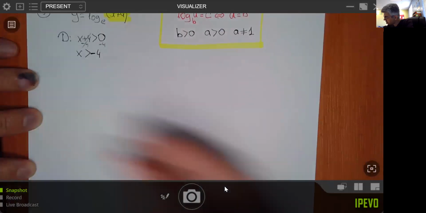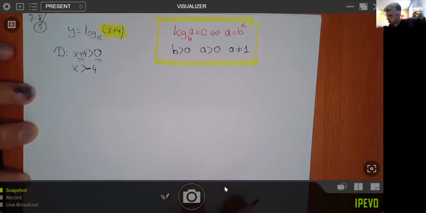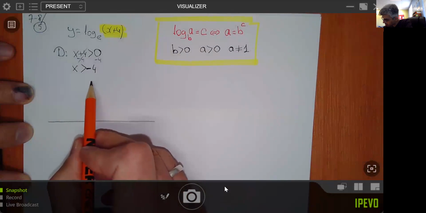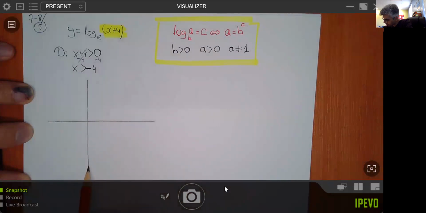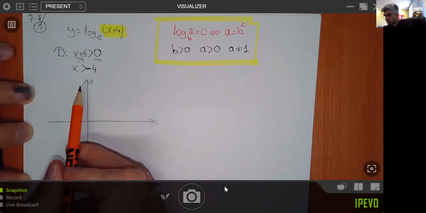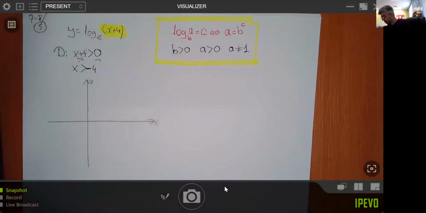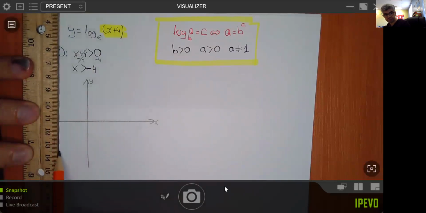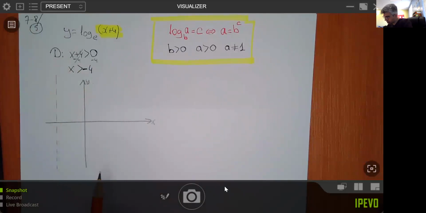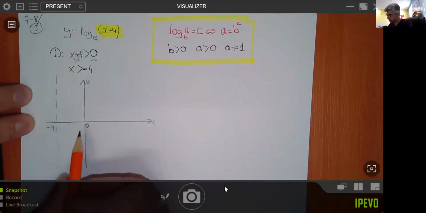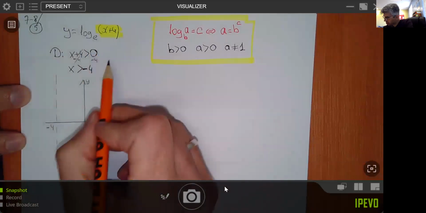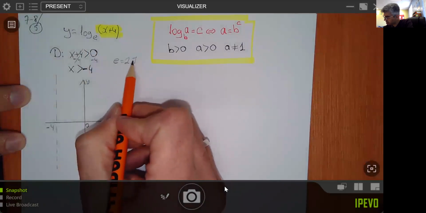How will the graph be here, guys? Okay, so let's see the graph. This is the y-axis, this is the x-axis. Attention, x greater than minus 4. Here is -4 and 0. And what was e? Remember e? e is 2.71, right? It's 2.7, nearly.